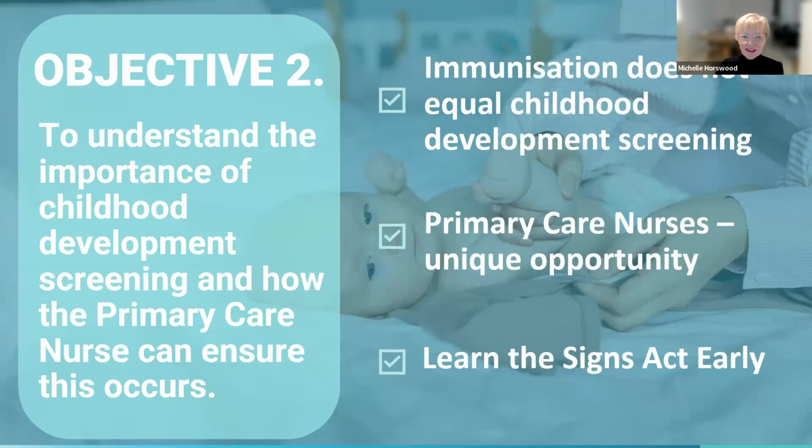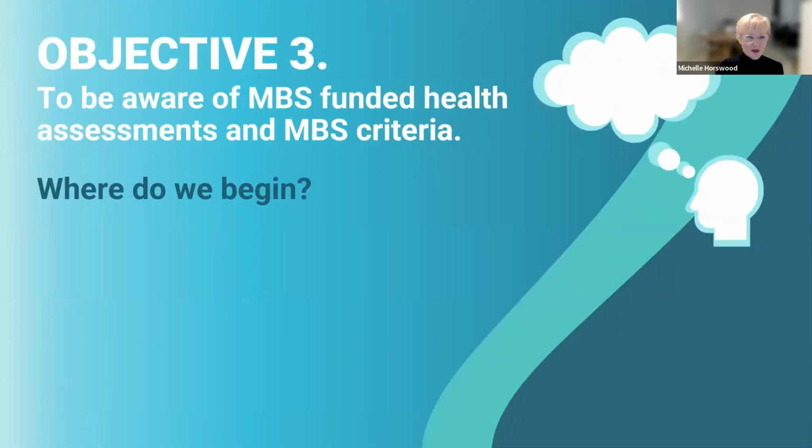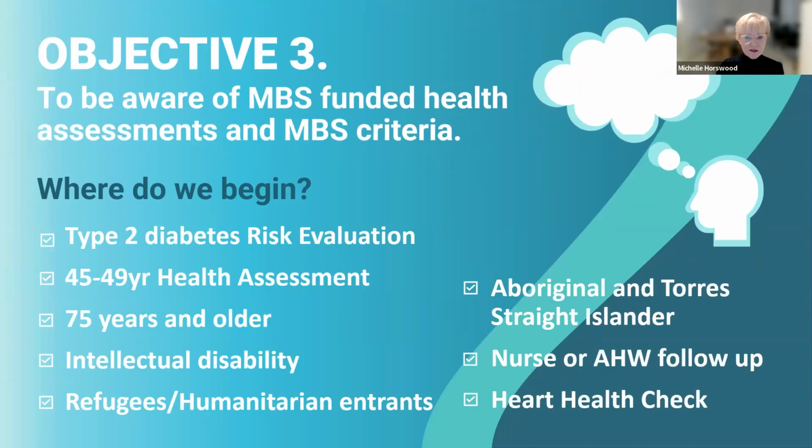But let's get on to the other MBS funded health assessments and what you can do as the practice nurse. So there's lots of MBS funded health assessments. I've listed them all here. You've got the Oz risk evaluation, 45 to 49, 75 and older, intellectual disability, refugees, Aboriginal and Torres Strait Islanders, and the healthy heart check. And I'm going to go through each of those individually.